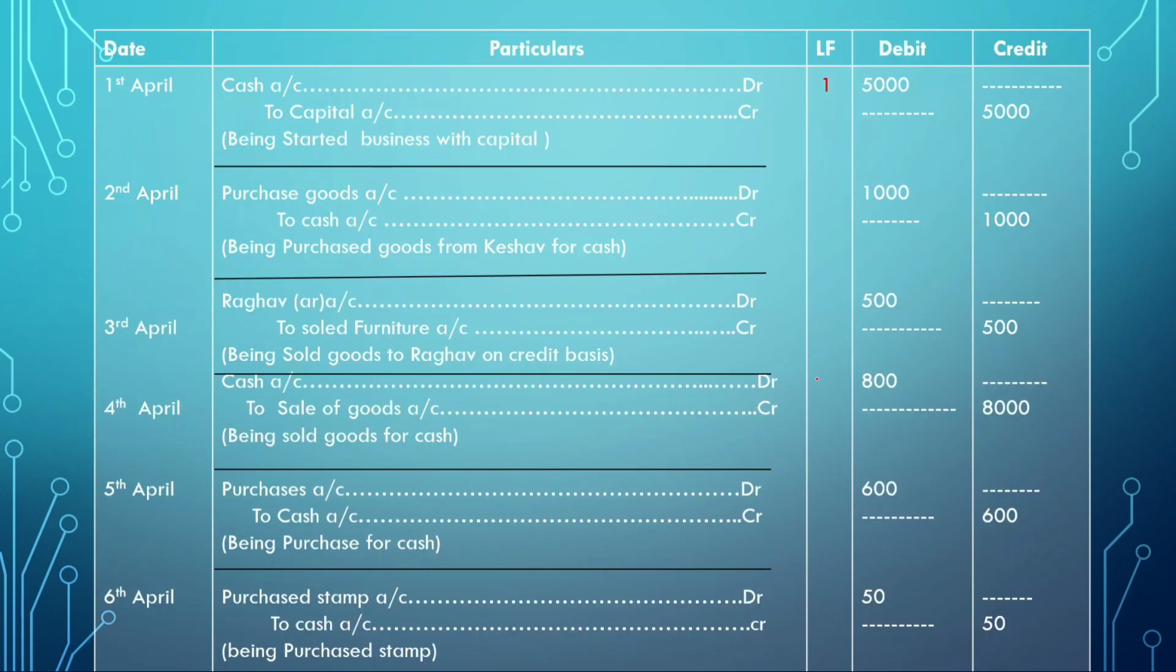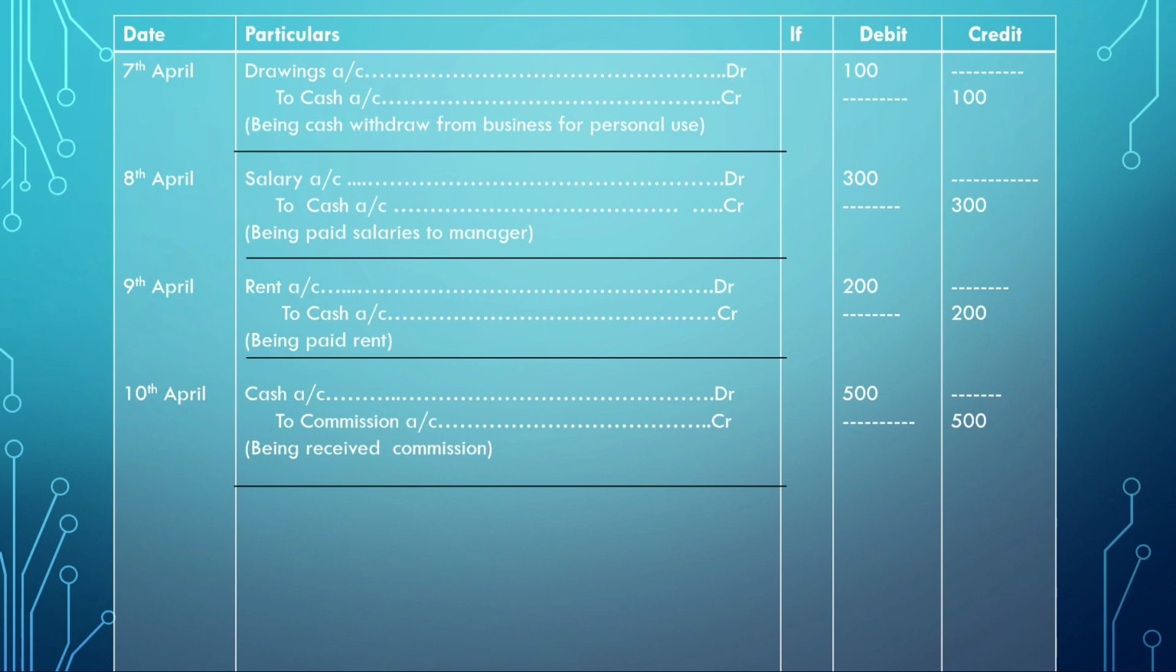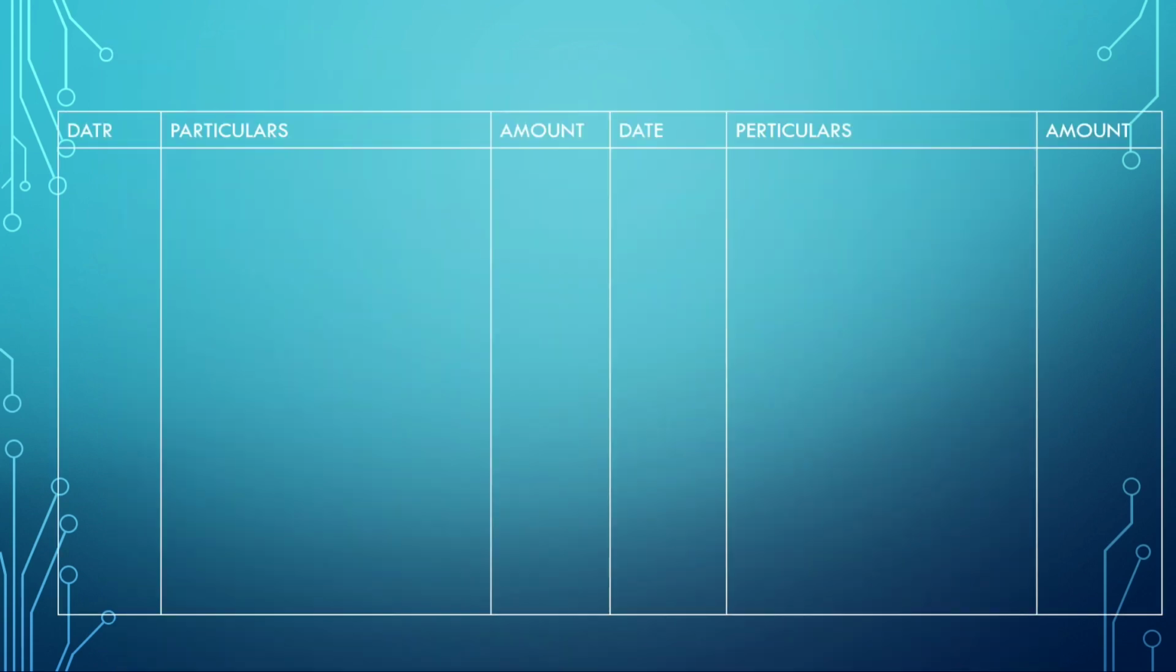Now we completed the cash account. Next we'll go with the capital account. See, this transaction happened on the 1st April. The capital account is CR. Now we will open the second account, the capital account. The capital account is CR, and CR is the right hand side.